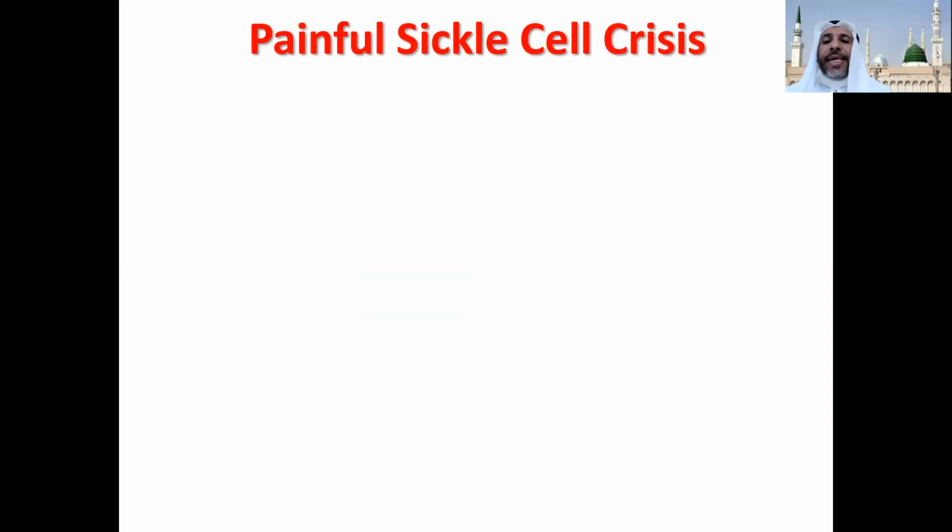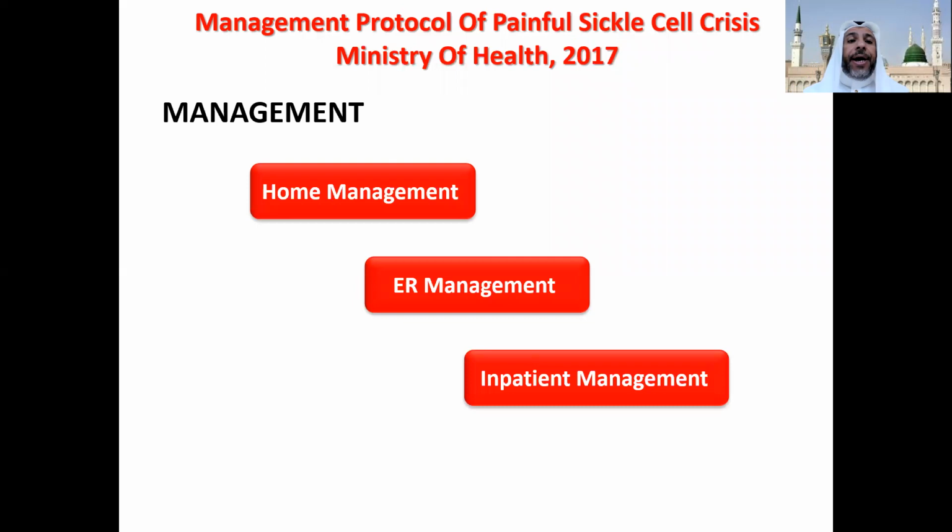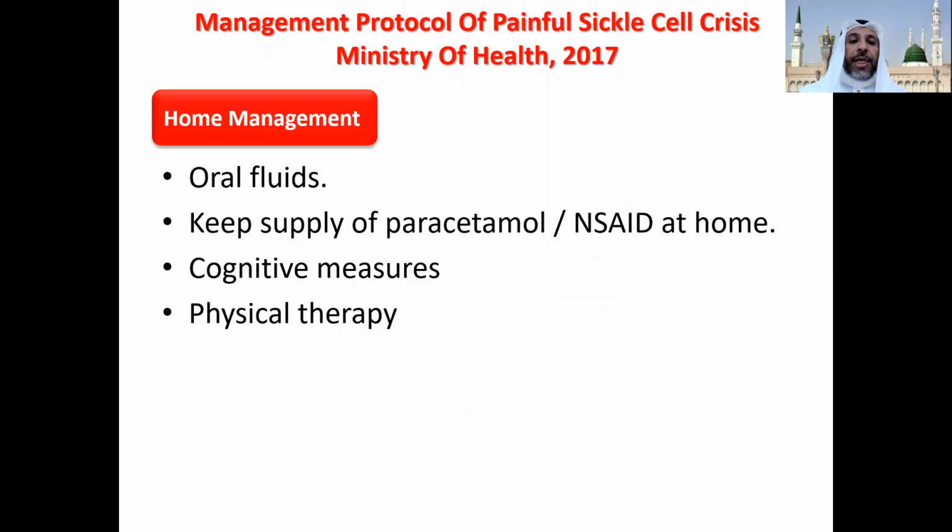Almost all sickle cell anemia patients experience a painful crisis at least once during the year, even a mild one where they don't need to come to the hospital. But it is very common, and most admissions of sickle cell anemia patients to the hospital are usually due to painful crisis. You have to take the history, do physical examination and lab tests, and we categorize the management into home management, ER management, and inpatient management.